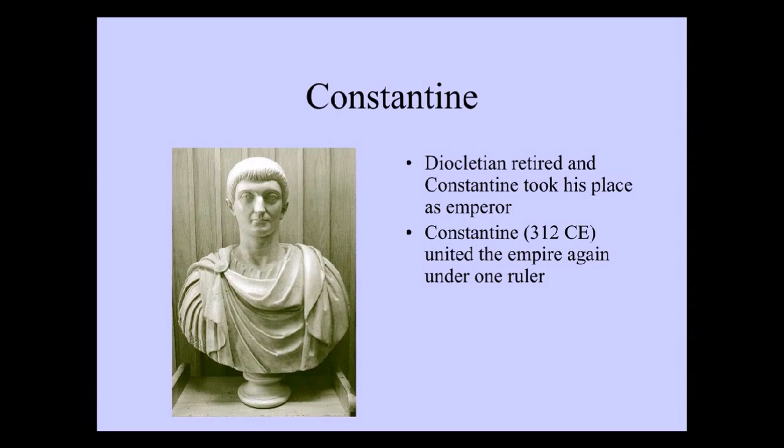Constantine does not like the reform of dividing the empire. He thinks that one person can do it. He doesn't lack for confidence, and so he thinks he can do it, so he unites the empire again under himself. He's the first Christian emperor, even though he only really admits to Christianity upon his deathbed. But he does do the Edict of Milan, which says that Christianity will be a tolerated religion.